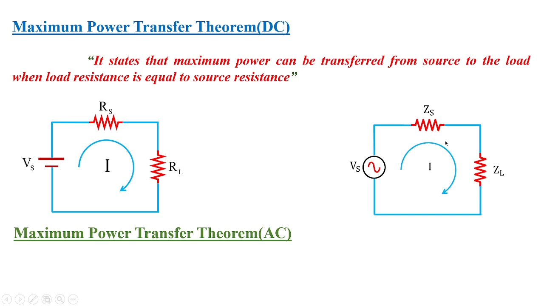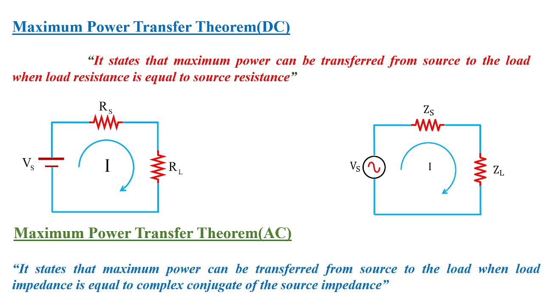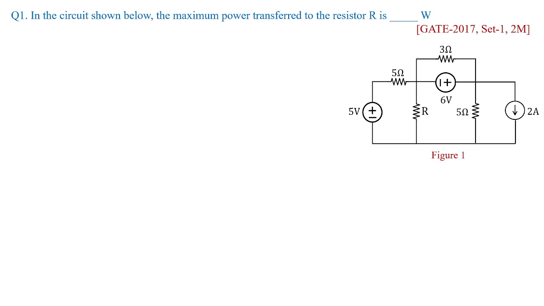For this kind of AC circuit, the maximum power transfer theorem is defined as: maximum power can be transferred from source to the load when load impedance is equal to the complex conjugate of the source impedance. When we apply this concept to the AC and DC networks, we'll come to know what exactly the maximum power transfer theorem states. So we'll see the first problem which was asked in GATE 2017.